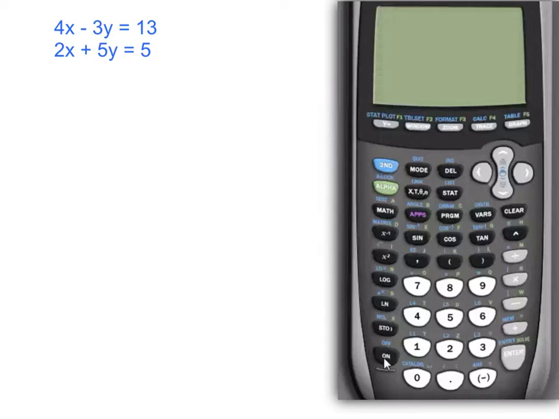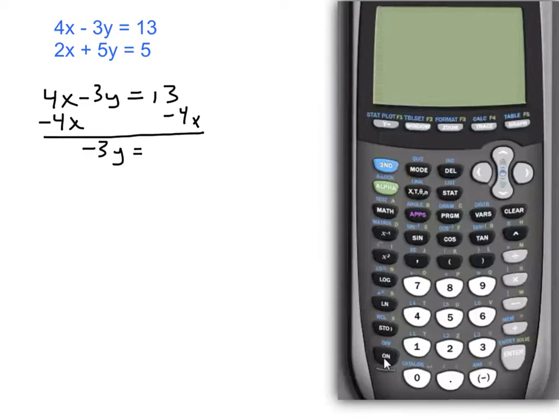We have to take each equation and write it in the form y equals mx plus b. So I'll start with the top one, and I'm going to subtract 4x from both sides, and then divide everything by -3. And so that equation ends up coming out to be y equals 4/3 x minus 13/3.